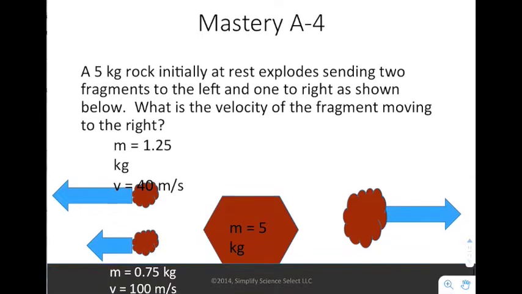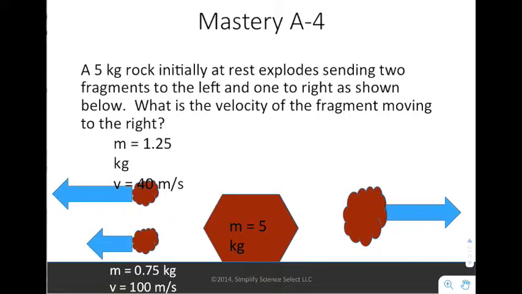Finally, it says a 5 kilogram rock initially at rest. Here's my 5 kilogram rock. It's a nice hexagonal rock. It explodes, sending 2 fragments to the left and 1 to the right as shown. What is the velocity of the fragment moving to the right? So this is a particularly difficult question. Okay, so the first thing I would say is that the momentum total has to equal 0. And the reason why is the rock is initially motionless.